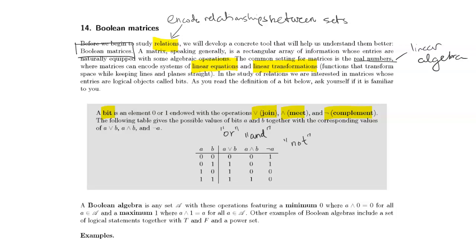A Boolean algebra is any set A with these operations featuring a minimum element called 0 and a maximum element called 1, where anytime you meet with 1, you get back whatever element you met with 1, and whenever you meet an element with 0, you get back 0, for all elements A in the set. Other examples of Boolean algebras include logical statements and the power set of any set. So that reflects the fact that you feel like you've seen these operations before.